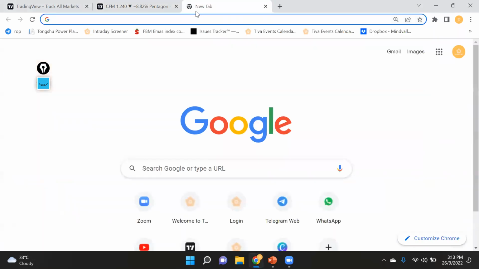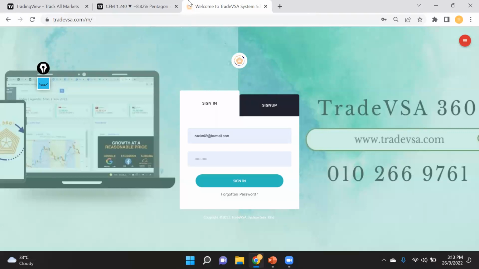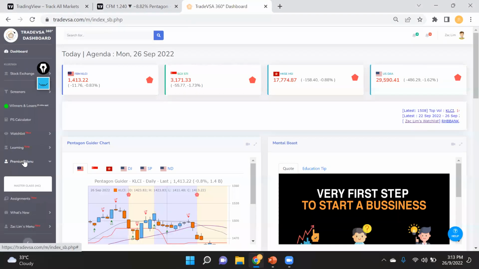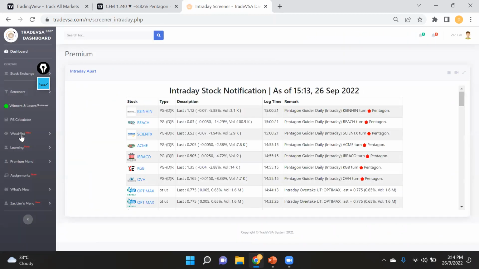Again, let's go to the VSA 360 dashboard over here. I just want to share with you how you should screen for OTUT. I think the best OTUT to trade is, of course, when the stock has some sort of momentum. So for me, with OTUT, I like to see the market or the sector having momentum, but at the same time having profit taking.